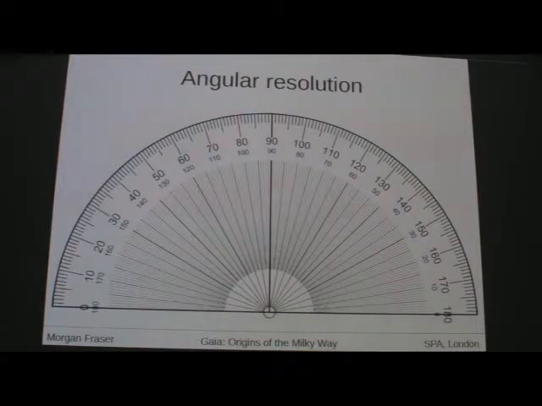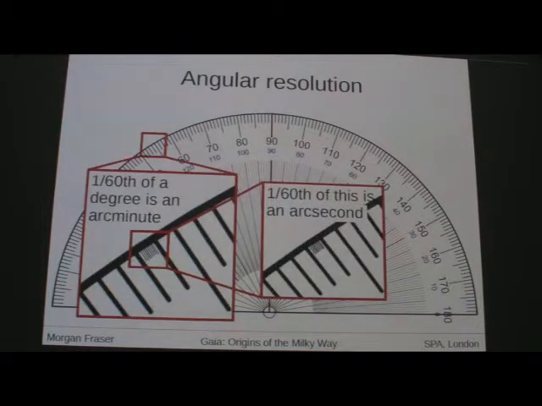So this is a protractor. So we have half a circle, and that's divided up into 180 degrees. If we take one of those degrees and zoom in on it, and divide it into 60, we get 60 arc minutes. So there's 60 arc minutes in a degree. And then if we take one of those arc minutes and divide it in 60 again, we get an arc second. So this is 1/60th of 1/60th of 1/360th of a circle. So we're already down to a very, very small angle.